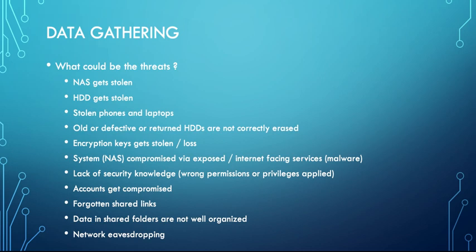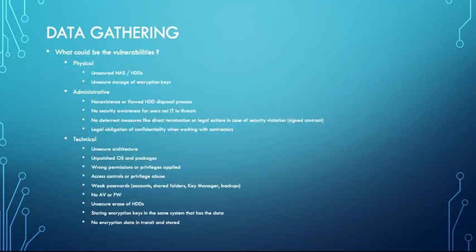If you are in a hotel or a public hotspot, for example, someone is listening on everything that you are transferring. So what could be the vulnerabilities? You could have some physical related vulnerabilities where the NAS and the hard disk drives are not secured. So it's just lying around. For example, it's not in a secure location where you can lock the devices.